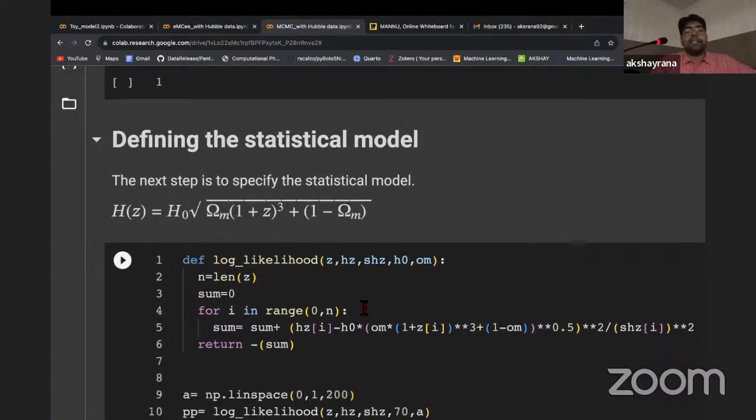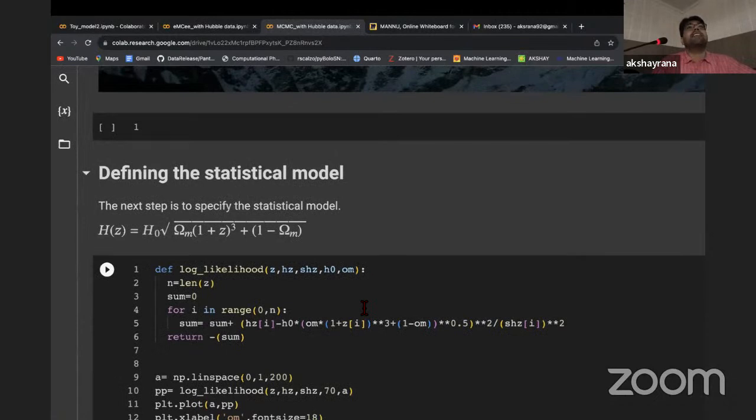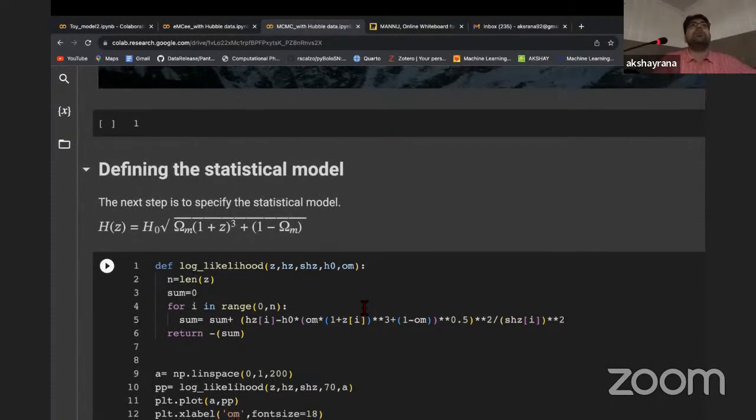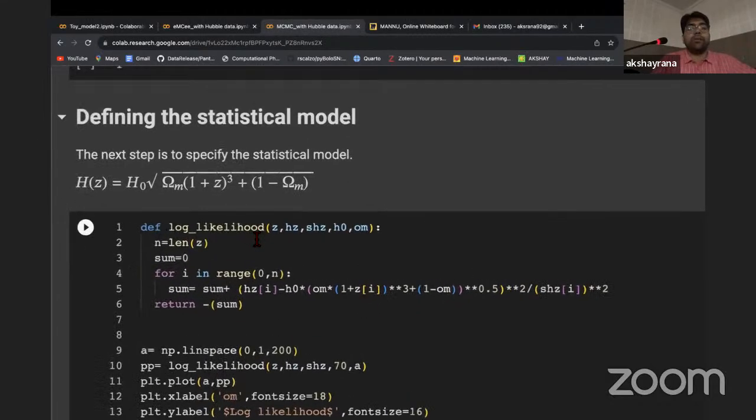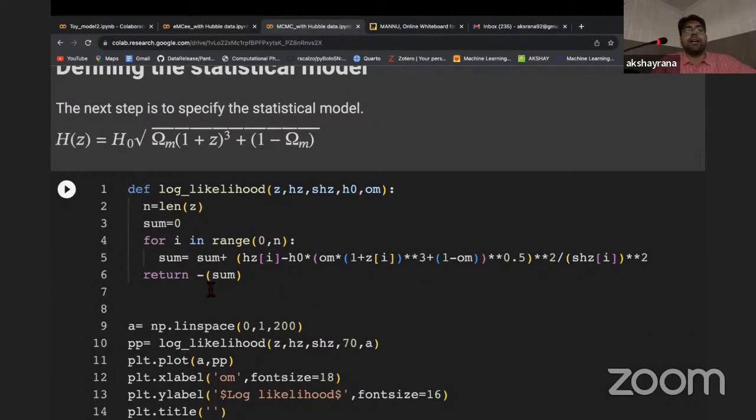First thing I did, because I have data and the log of likelihood, because instead of defining likelihood, I'm interested in the log of likelihood. I am defining a simple chi-square and taking the minus. Just have a look. This is nothing but H(z) minus H naught on that model, divided by 2 sigma square. This is the chi-square. That's how you'll define the chi-square in your program. Just write it down.